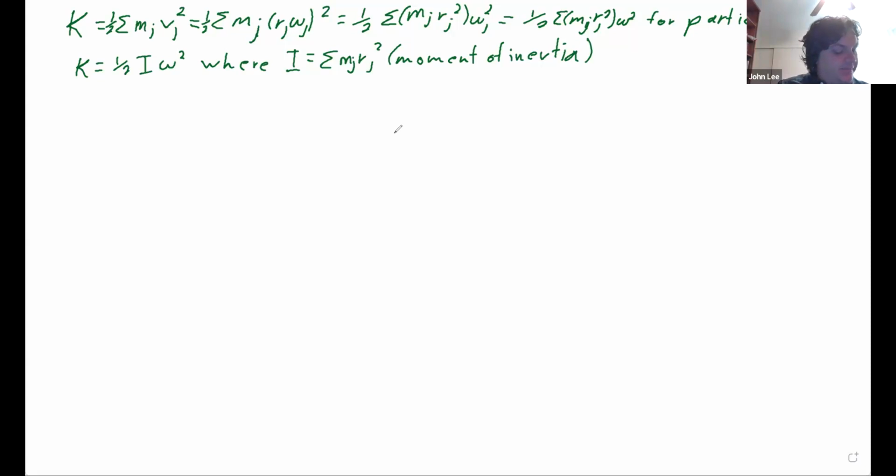Now I'm just going to very briefly go over how to calculate one of these moments of inertia. And hopefully it shouldn't take too long, but you know how it is.